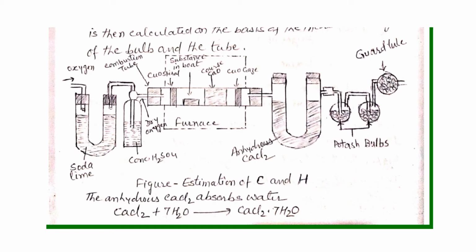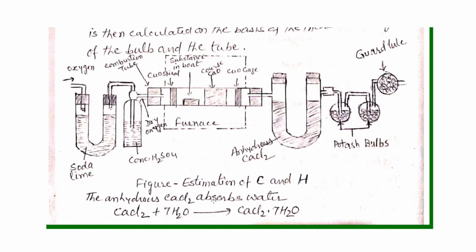And here one guard tube is also connected. This guard tube has the function that it will not allow atmospheric moisture to enter this bulb, so that the possibility of error in weight due to moisture will be nil. So this is a very simple apparatus.